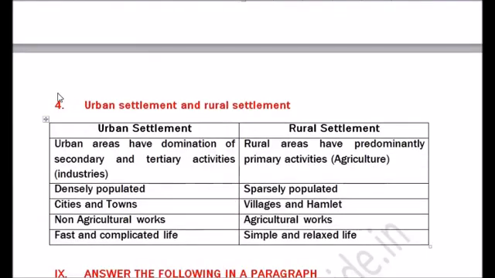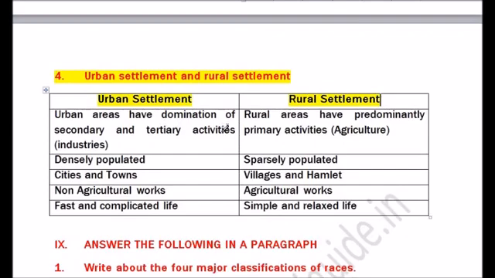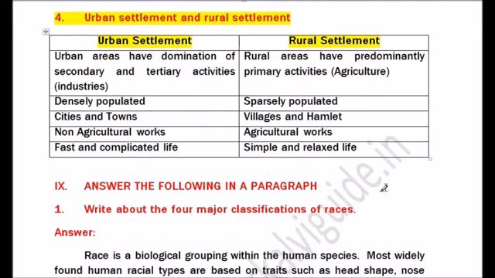Question number 4. Urban settlement and rural settlement. Urban settlement. Urban areas have domination of secondary and tertiary activities, that is industries, densely populated, cities and towns, non-agricultural work, fast and complicated life. Rural settlement. Rural areas have predominantly primary activities, agriculture, sparsely populated, villages and hamlets. They do agricultural work and lead a simple and relaxed life.